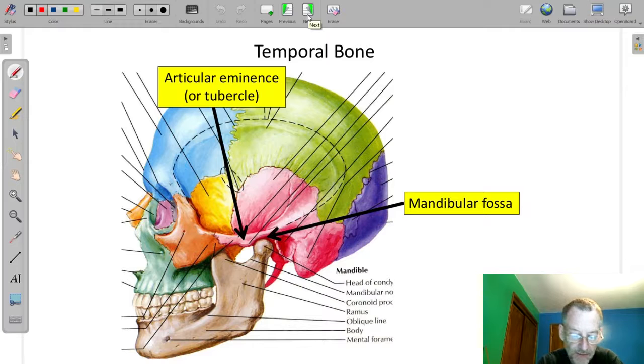And just a couple of features that are relevant to the temporomandibular joint, or the TMJ. But we're talking about the temporal bone right now. So there's an articular eminence, which is a projection, a bump. So it kind of dips down. That's the tubercle, or the articular eminence of the TMJ. And then on the other side, we have a fossa. So it goes from a tubercle projecting outward to a fossa projecting inward, sort of a convex, concave idea. And the mandibular fossa receives the head of the condyle of the mandible.